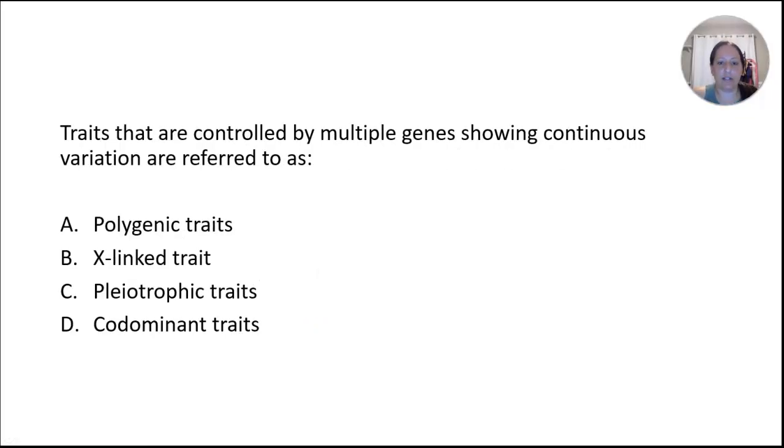Next question says traits that are controlled by multiple genes showing continuous variation are referred to as polygenic traits. Okay. So that would be A. There's no questions on those on the exam.